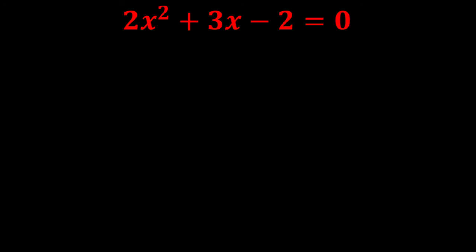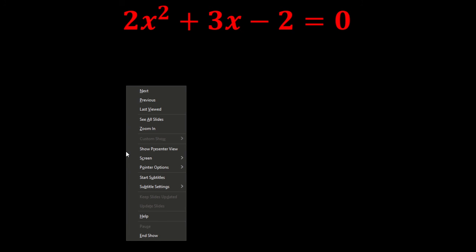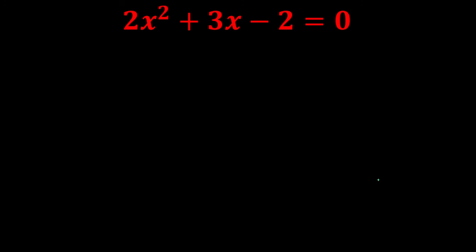Paano yung AC method ulit? This is the value of A. Saglit lang palitan natin yung kulay ng pen natin. Okay. This is your A. This is B. And this is C. Okay. So, AC method. Copy A. That is 2. Multiply it with C, which is negative 2. And that is equal to negative 4.